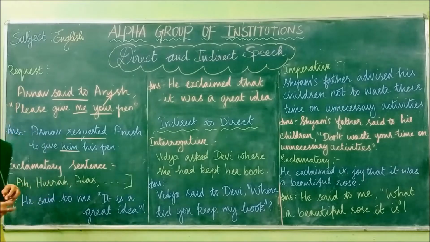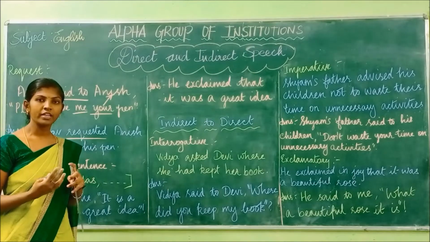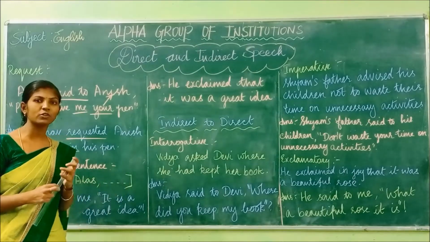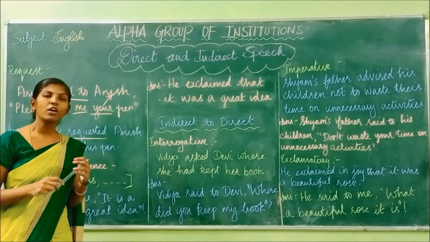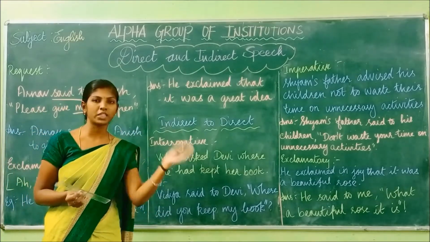Now we are entering into the last one, that is the exclamatory sentence. So exclamatory sentences, what are they? When you are exclaiming joy, exclaiming sadness. So when you are overjoyed or when you are depressed, when you are in a sad mood, the tone changes, right?